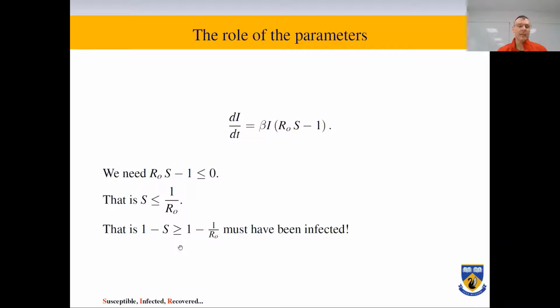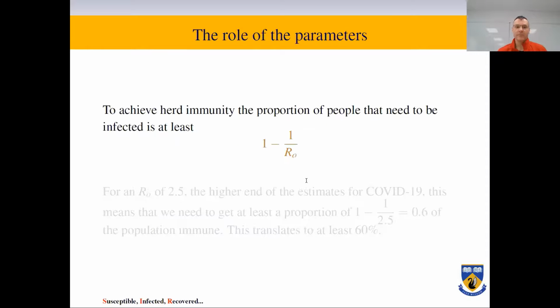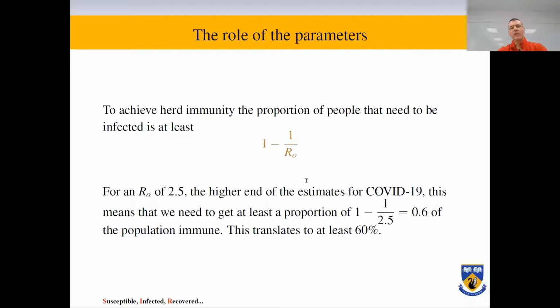And 1 minus S is exactly the proportion of the people who must be infected to reach herd immunity. Now, this looks like abstract mathematics, but if we put some numbers into the formulas, what is the quantity 1 minus 1 over R naught in practice? For COVID, for instance, you may think that R naught is like 2.5. If you put 2.5 in R naught, you get 1 minus 1 over 2.5, which is 0.6.